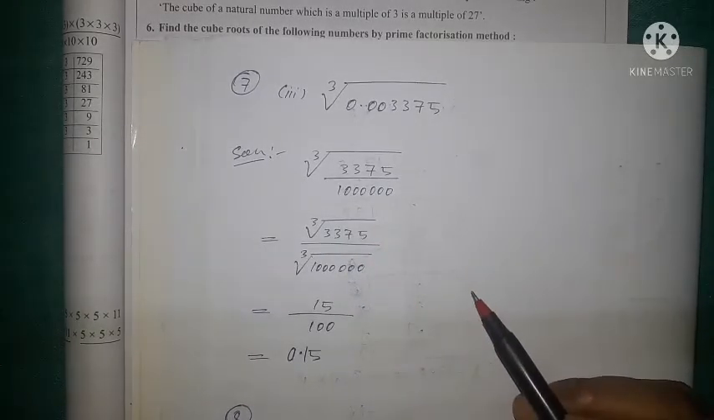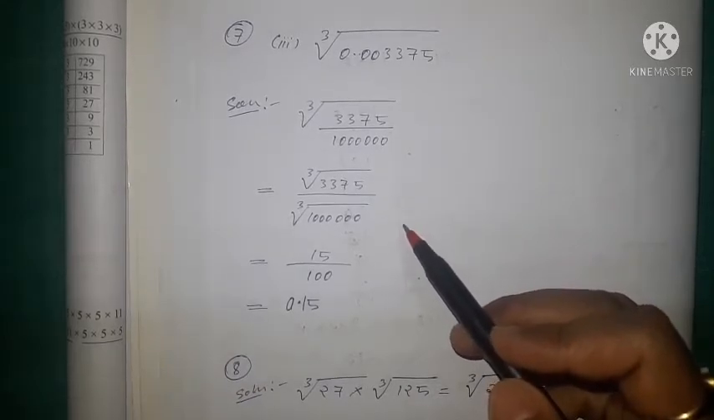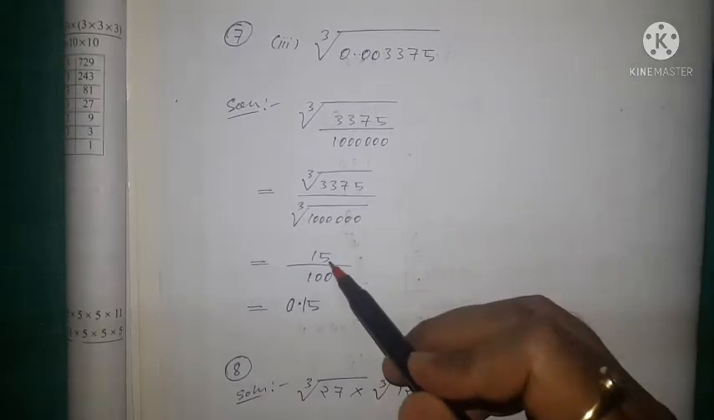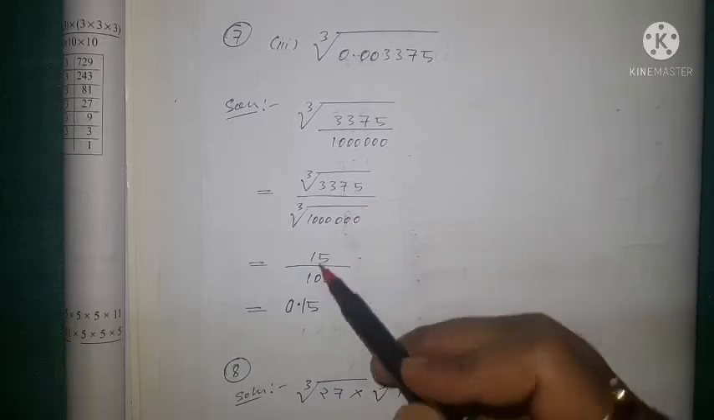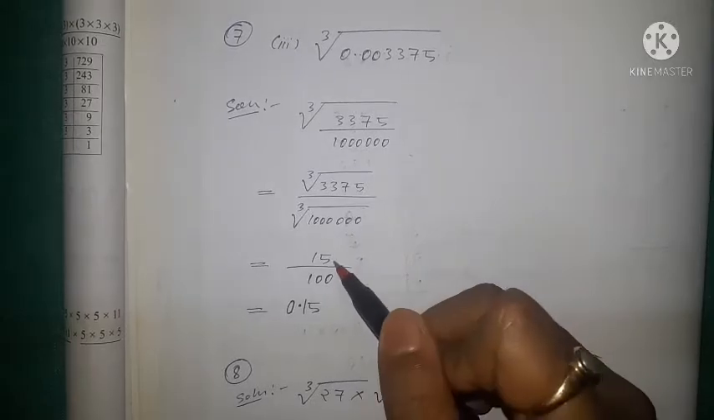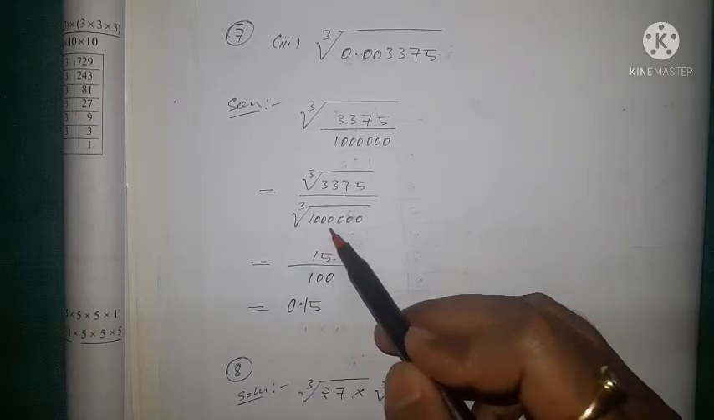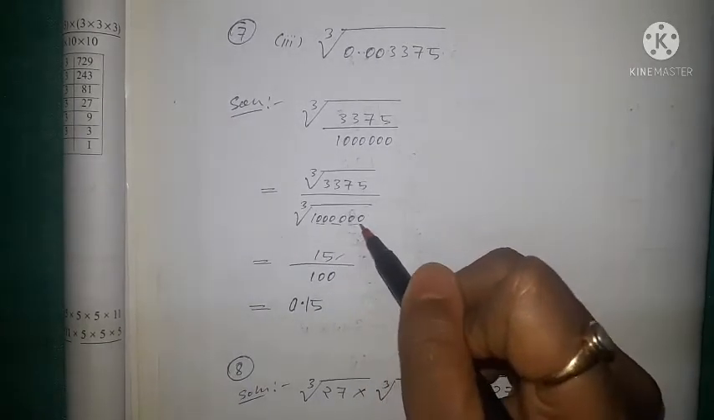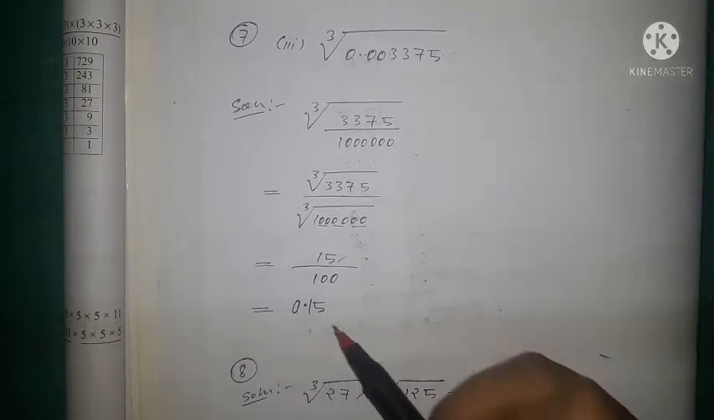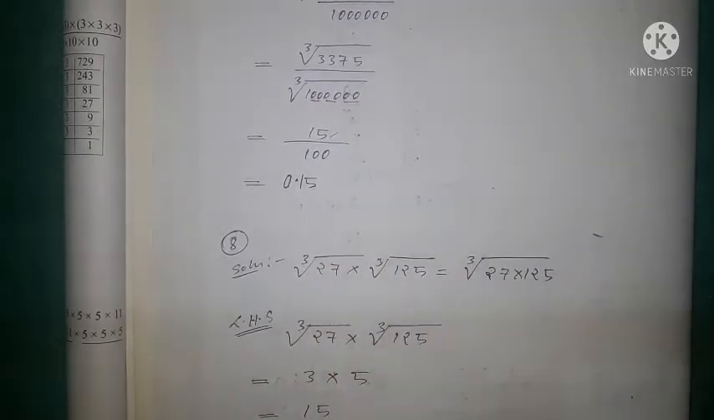So if we take the cube root of this one, 3375, as I already asked you to remember the table of cube roots. Remember the table of cubes up to 15. We know that the value of 15 cube is 3375. So therefore in place of cube root of 3375 we can write 15, and here in the denominator it will be 100 since 6 zeros are there. So if we form the pair, that means 2 zeros will come, so therefore it is 100. So when we convert this into decimal, we can write as 0.15. So this is the answer.